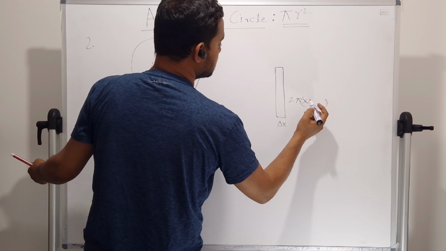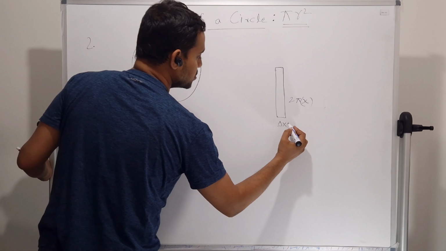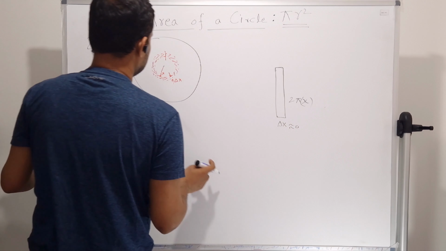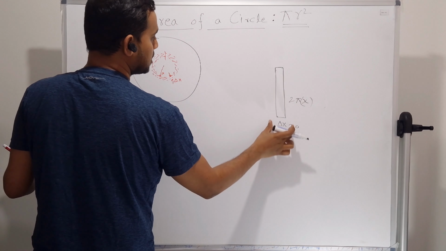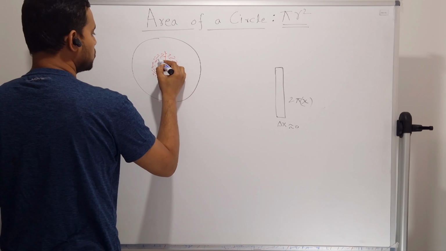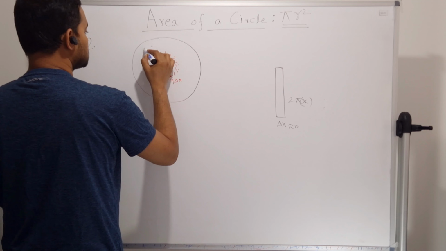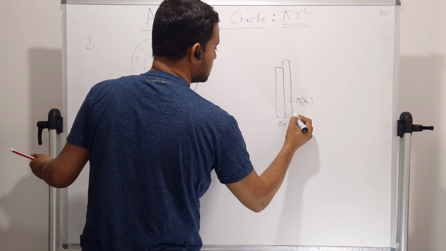and for simplicity, assume that this length is also 2 pi x. In that case, where delta x is almost zero, what we have done is we have taken this ring and put it like a rectangle. I could continue doing this both inside and outside, with more such rings. So we will have more rectangles like this.